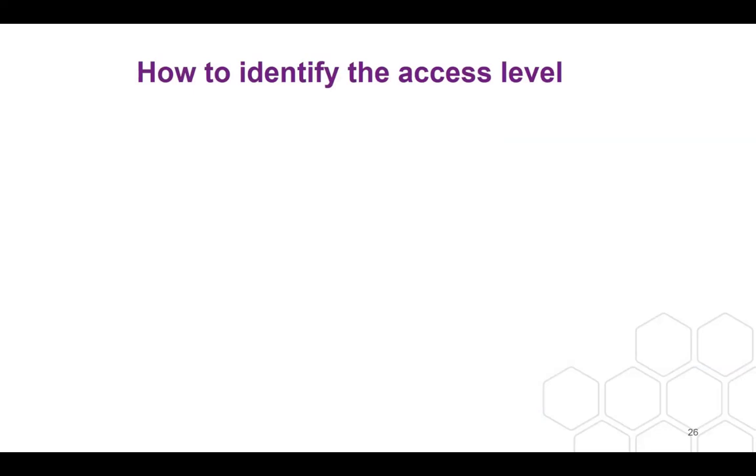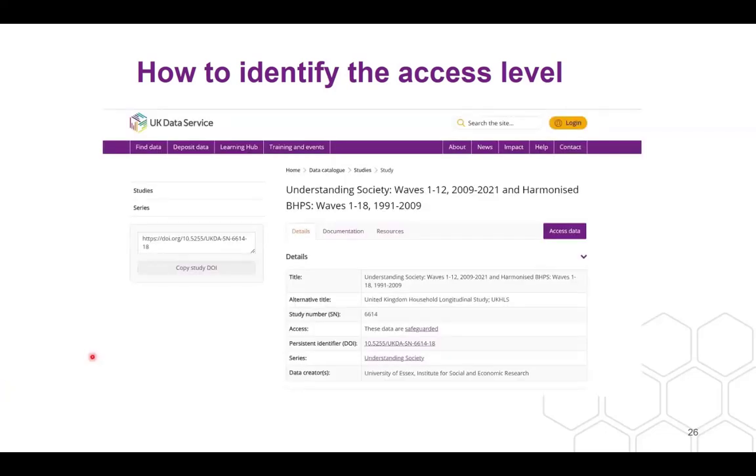A very important question to respond to is how to identify the access level. Let's say we have found a data set and we are looking now to find what is the access level that my data set is assigned. So on my screen here, we can see an example. We have one of our most popular data sets, the Understanding Society. This is the main data set with study number 6614.